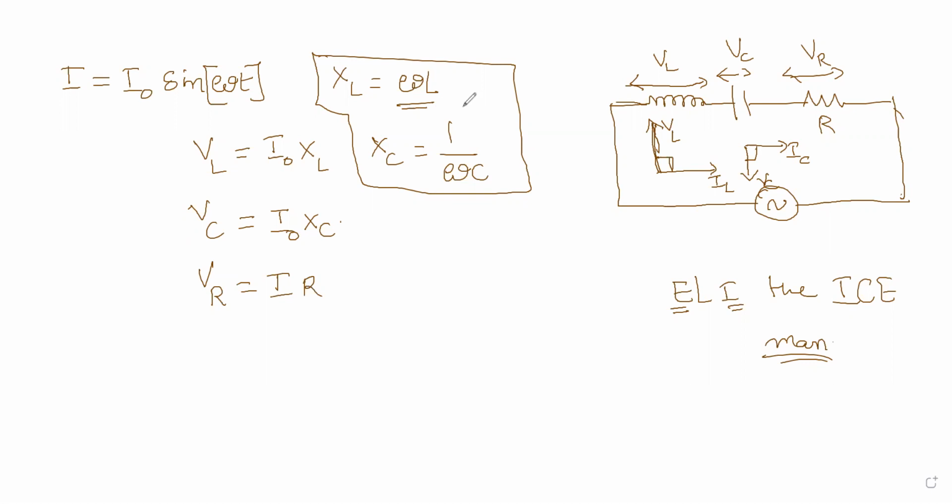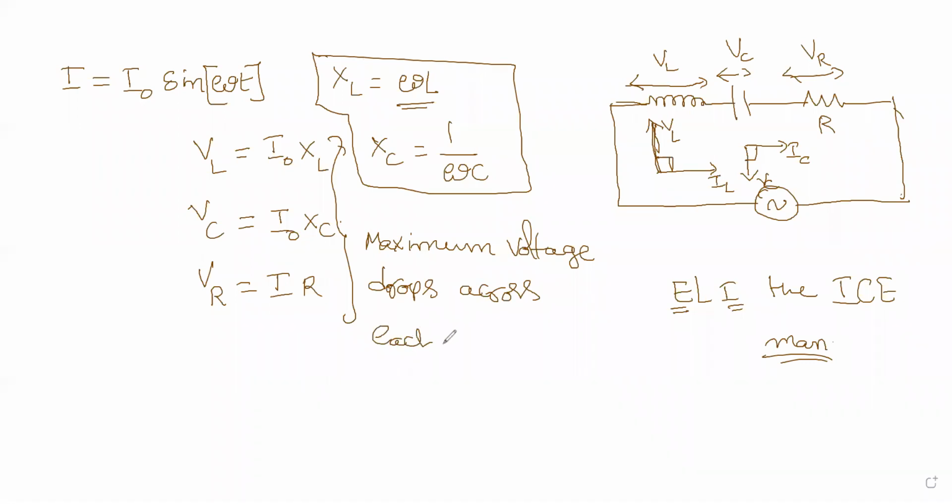So XC and XL play the role of the resistor. So what is this I naught? If we are writing it this way, these are the maximum voltage drops across each component. This is how we have.